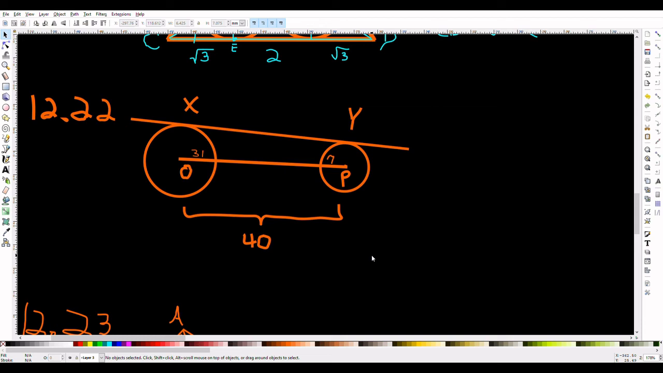Nonetheless, this problem is totally solvable. We know that line XY is tangent to both the circle O and the circle P. OP equals 40 units, and the radii of circles O and P are 31 and 7 respectively. Find XY. From P to Y, what's the length? It is 7. Good.